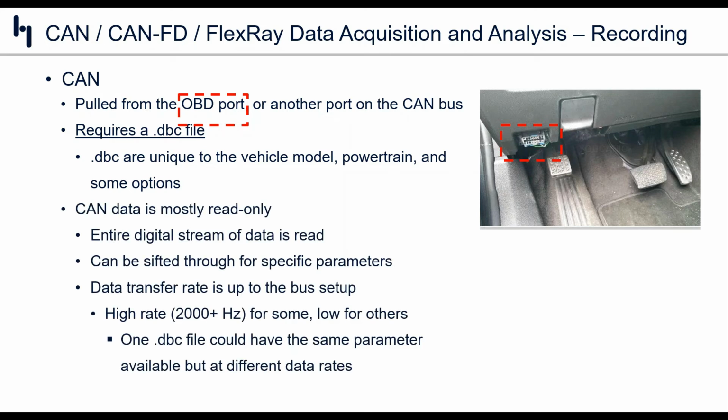So CAN data is mostly read-only. You'll see that in the next slide regarding the mode. The entire digital stream of the data is read. That's how head acoustics works with CAN data. It can be sifted through for specific parameters that you choose from the DBC file. The data transfer rate is up to the bus setup though, so you could have a high rate of 2000 Hertz or more for some, but low for others. So one DBC file could have the same parameter available, but at different data rates.